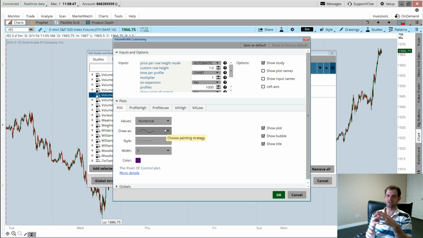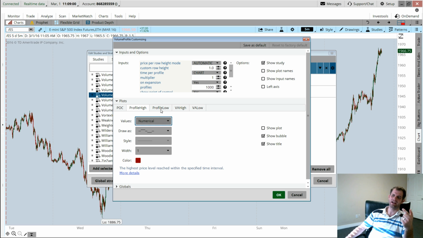Now the point of control is where the most amount of the day's volume went off. So again, point of control, I put it as purple. Volume area high I put as red as resistance, volume area low green as support.